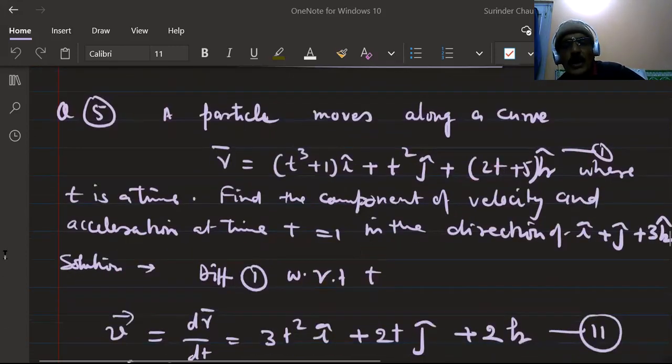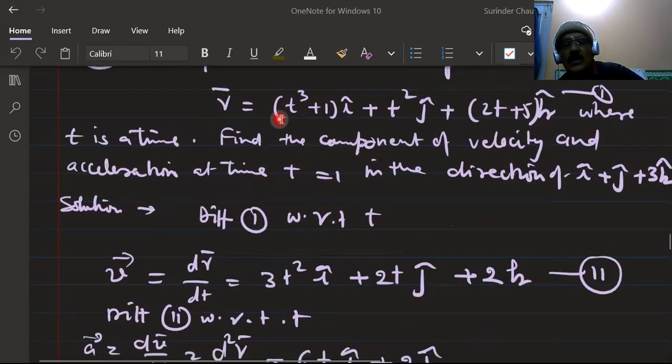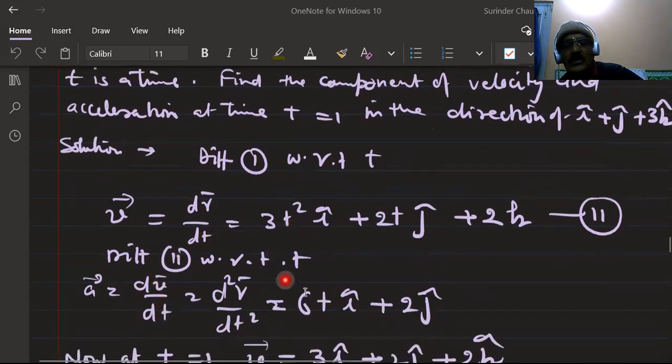Find the component of velocity and acceleration at time t equal to 1 in the direction of iota plus j plus 3j. Let's find velocity and acceleration first, then the component in the direction of this vector. To find it, differentiate first with respect to t; this will be the velocity. t square, constant is 0, iota, t is 2t j, so it is 2, constant 0, 2t. Now differentiate again: this is 6t iota, this is 2j.